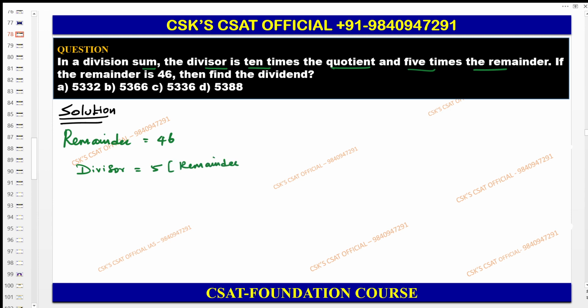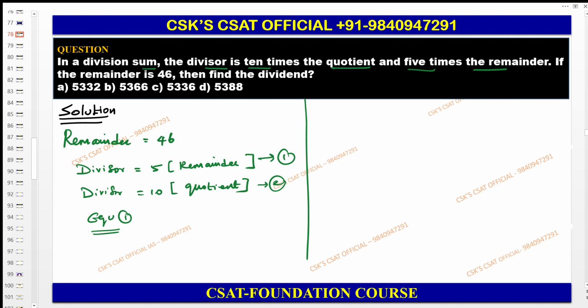And what else is provided here? The same divisor is 10 times the quotient. But what has been provided in the question? You need to note that down. Here the remainder has been provided, so you can use equation number 1. I am taking it as an equation for your reference. So you can substitute the remainder here. Divisor is equal to 5 times the remainder. The remainder has been provided as 46, then 5 into 46 is 230.